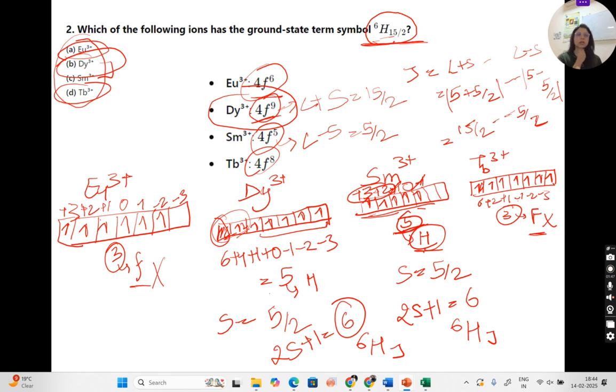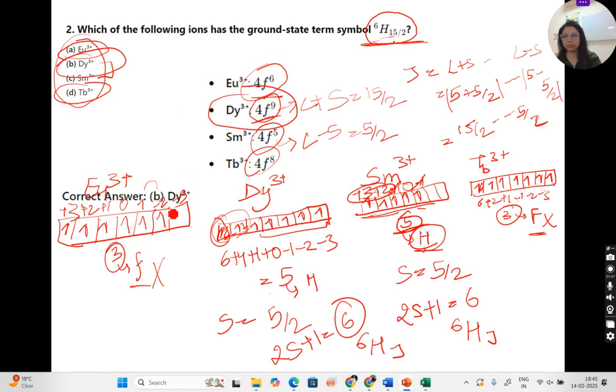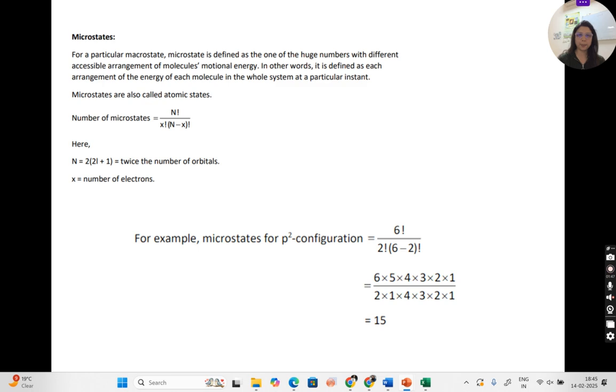Okay, so if this is all clear, now we are good with the ground state term symbols, and we can calculate the term symbols for any configuration by taking S, P, D, F and lanthanides, actinides and all these ions. So moving forward, the correct answer is B, which we have already calculated.